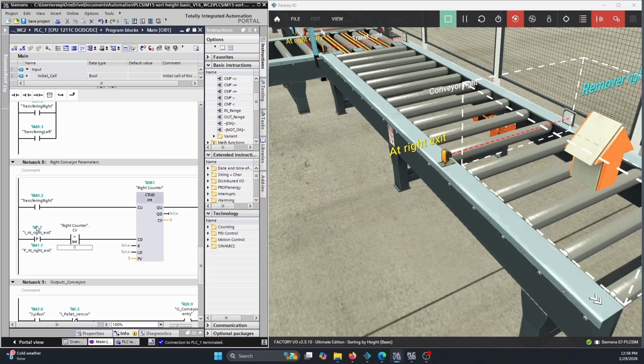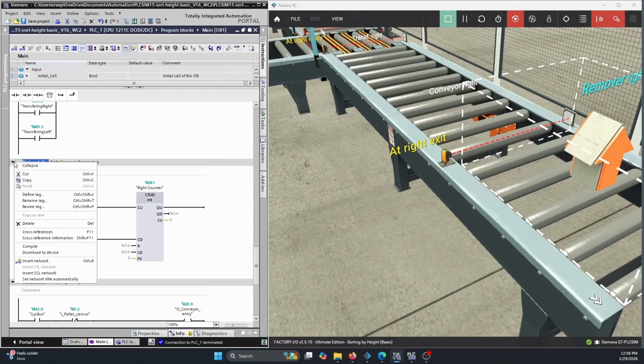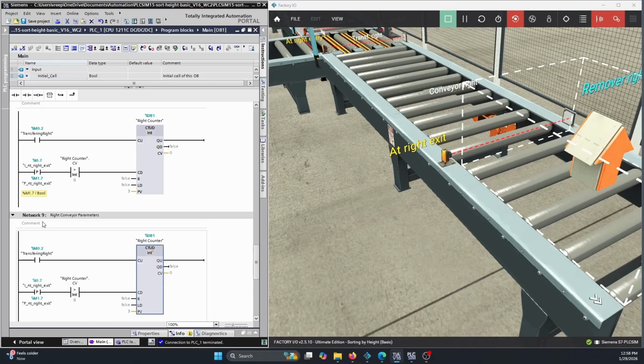Beautiful. Okay, so we've got transferring right counting up, right exit counting down, and obviously not going below 0 because it's got to be greater than 0 to actually count down. Nice. Okay, let's copy this network here, and let's paste that bad boy in. And then here we're just going to put in our left conveyor parameters. So this one we're going to put in transferring left.